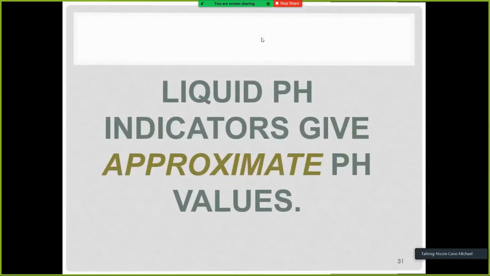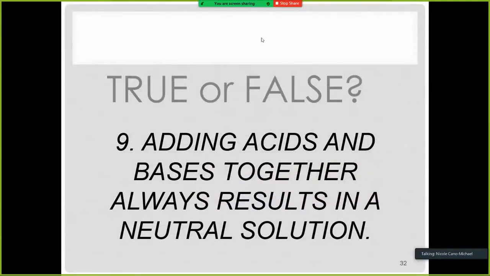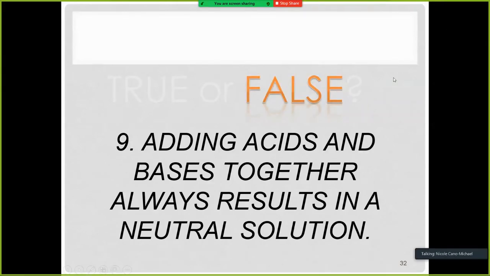All right, last one. True or false? Adding acids and bases together always results in a neutral solution. If I add an acid and a base together, it is always going to result in a neutral solution. True or false? And this is false. Remember, a strong acid and a strong base will become neutral. A weak acid and a weak base will become neutral.